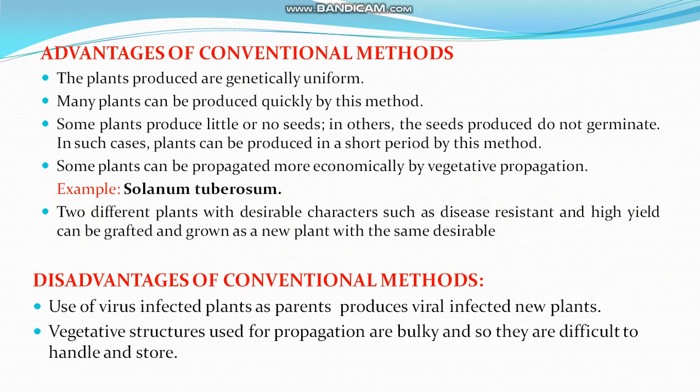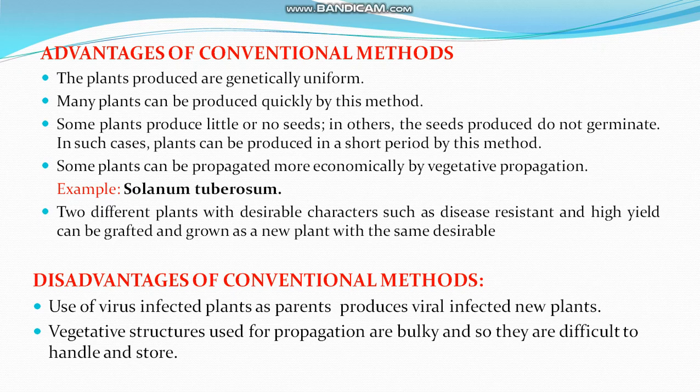So, advantages of the conventional method. First, the plants produced are genetically uniform. Second, many plants can be produced quickly by this method. Third, some plants produce little seed or no seed. In others, the seeds produced do not germinate. In such cases, plants can be produced in a short period by this method.